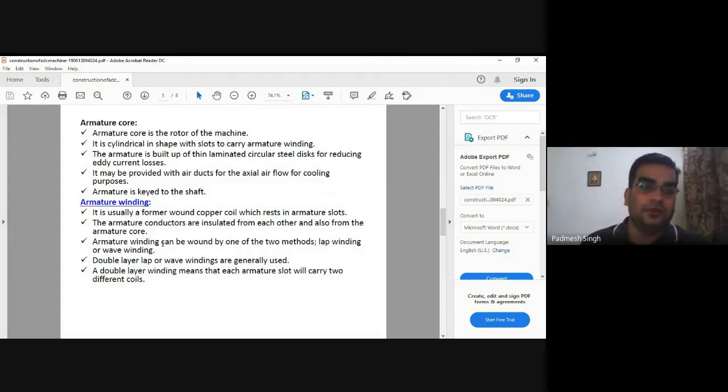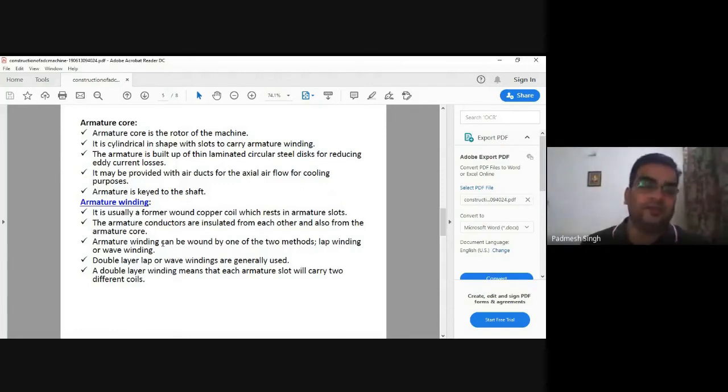Armature winding. Now if we talk about armature winding, it is a distributed type of winding which is housed in the armature slots. They are insulated from each other. It is noticeable that in the armature winding or field winding, the wire is insulated with transparent insulation. It may be a varnish insulation, or it may be other new silicone insulators, transparent insulators.